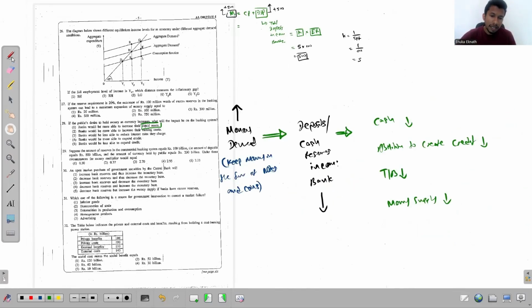So what happens when money demand increases, the available cash decreases.